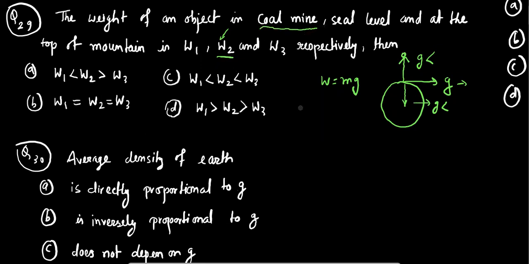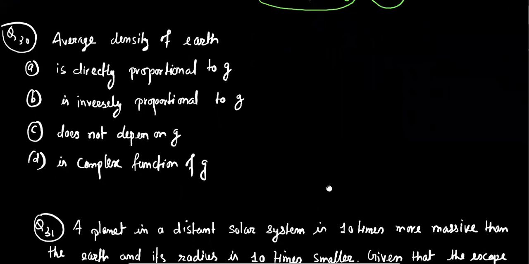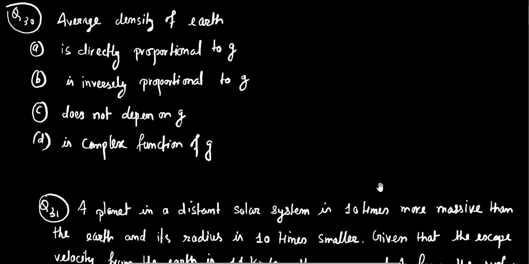Okay, so proper order will be like W2 will be greater than W3, as well as W2 is greater than W1. So let us find this order, and this order is given here in option A. That's why question number 29 has the correct option, and the correct option is option A. Okay, so this is all about question number 29 now. Now we are heading towards question number 30.